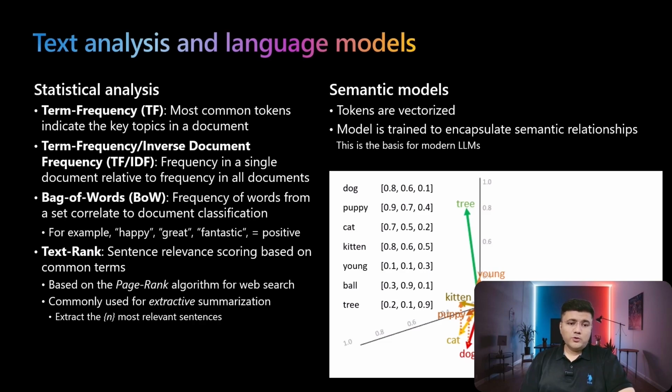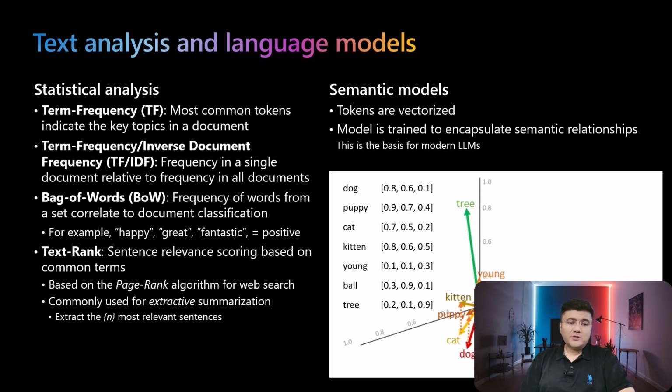This is going to show you the frequency of words from a set that correlate to document classification. For example, you have words like happy, great, fantastic. These are all positive words. And once you have this bag of words, it will help you in sentiment analysis. Then you have a fourth one, which is called TextRank, in which sentence relevance scoring is going to be available based on common terms.